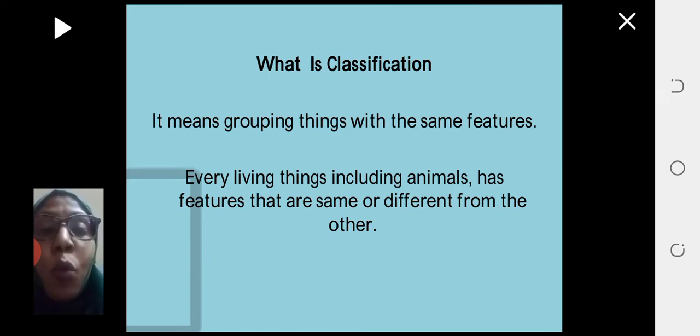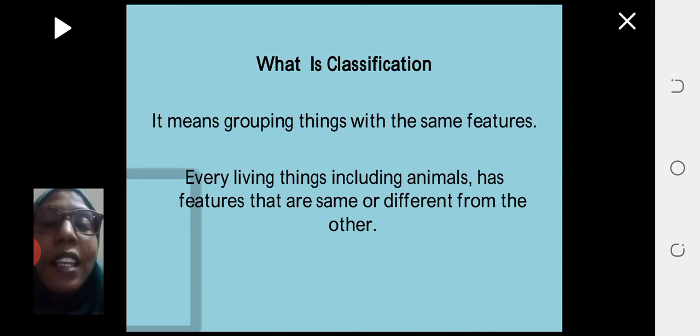So when I want to classify living things in groups, I put them in groups when they have the same or most of the same characteristics or features. Characteristics and features have the same meaning.